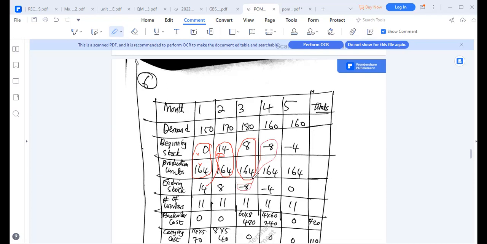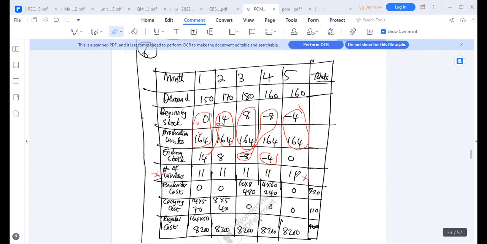We are under pressure, so we decide as management what to do. Because we have a constant workforce, we don't want to hire or fire, so we can decide what will be happening. Here, the beginning stock, you add them, plus 160 minus 160, we are getting -4. The -4 should be the beginning stock for period 5. -4 plus 160 minus the 160, no backlog, so we have 0 in the 5th period. So this is what we have.